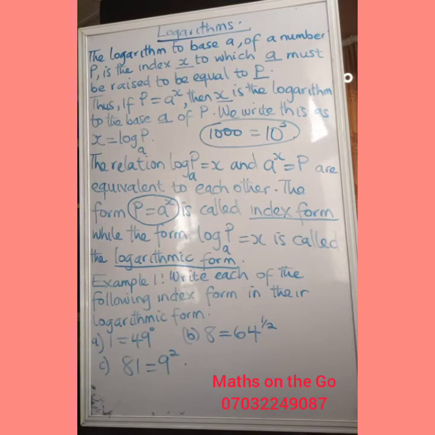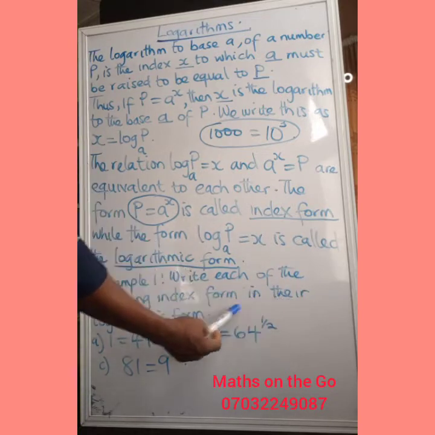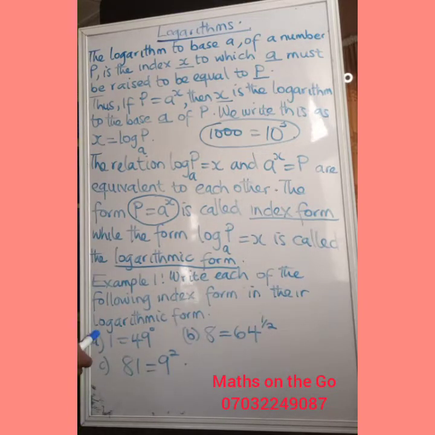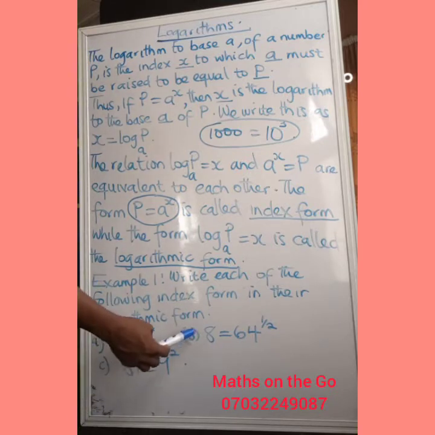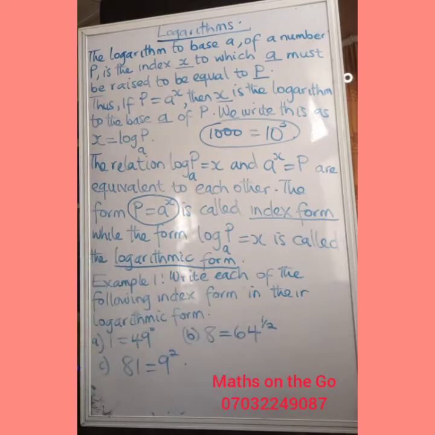Now let's go to our examples. The first example: write each of the following index forms in their logarithmic form. The first question is 1 equals 49 raised to the power 0. The second question, 8 equals 64 raised to the power half. Then the third question, 81 equals 9 raised to the power 2. We are asked to write them in logarithm form.